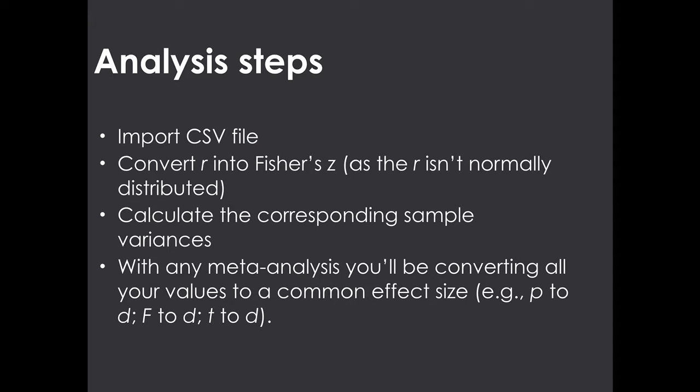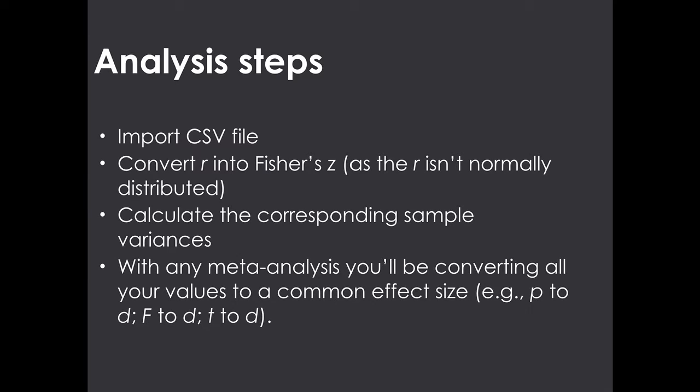First thing you'll do is import the CSV file, which has all the data. And within this file, it has the Pearson's R correlation, which was reported from each individual study. And you'll convert Pearson's R into Fisher's Z. This is important as Pearson's R isn't normally distributed, but by converting it to Fisher's Z, it is. Then you'll calculate the corresponding sample variances of Fisher's Z.